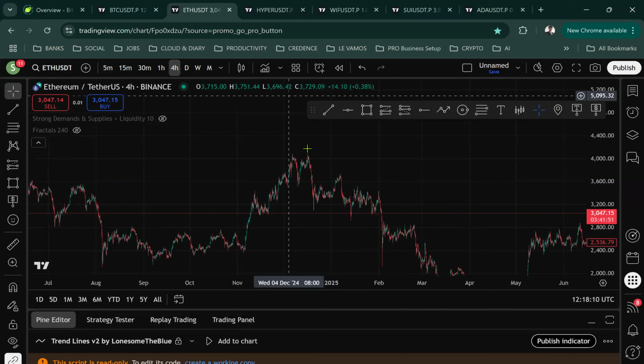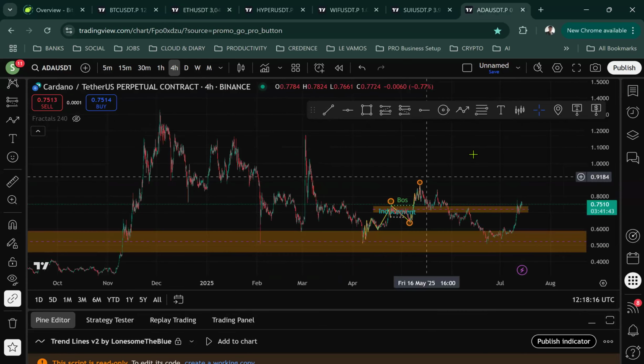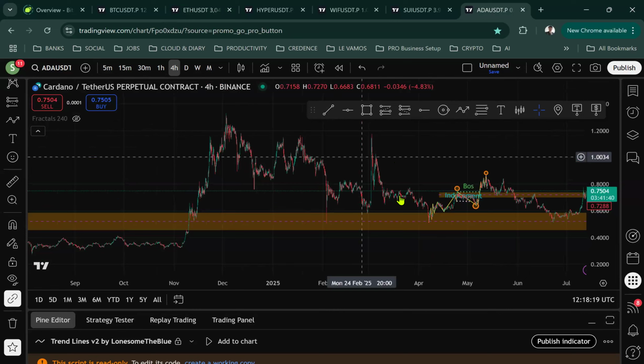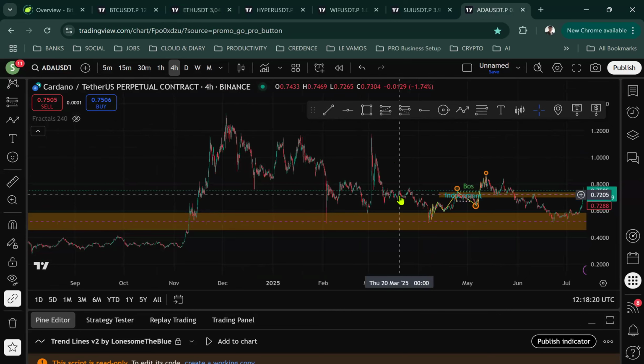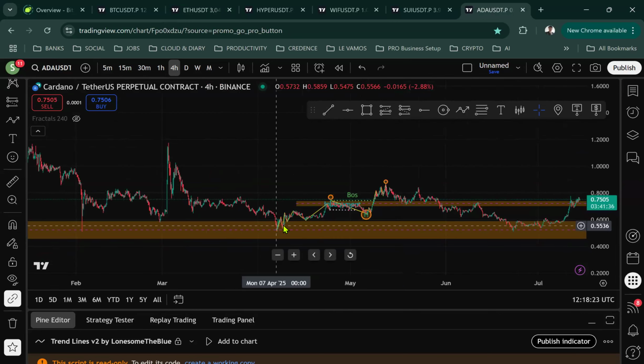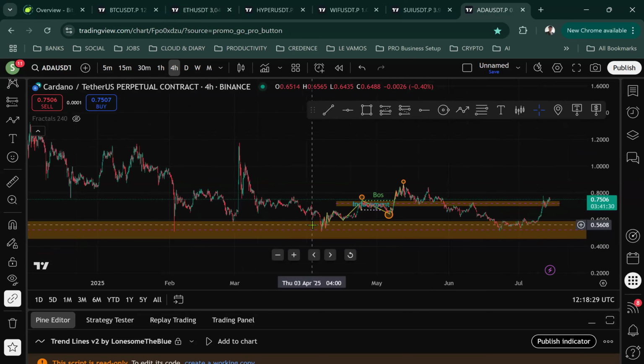Okay, in that case, we'll go back to the original chart. So first we have to identify the higher high and higher low. So what I have taken from here is wrong, right? This is not the highest point. I have taken from the lowest point. Yeah, so this is wrong.